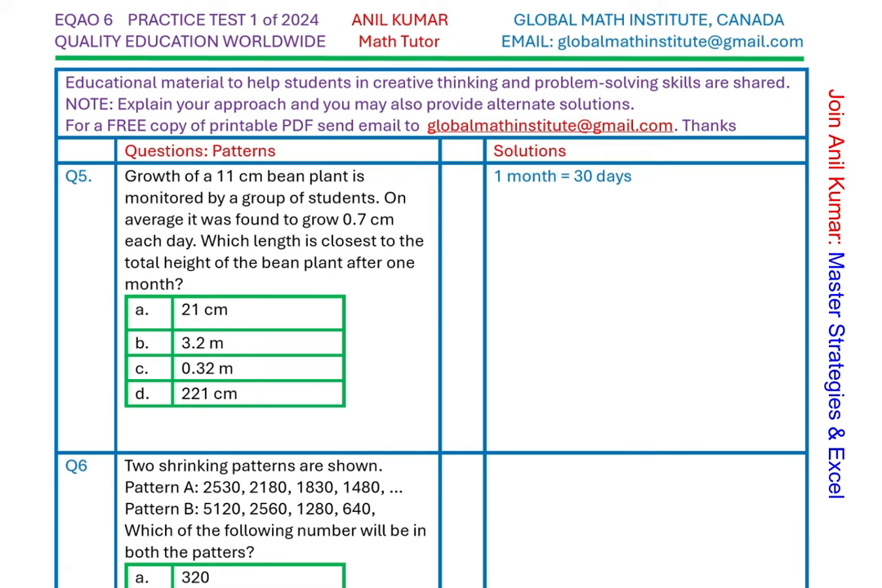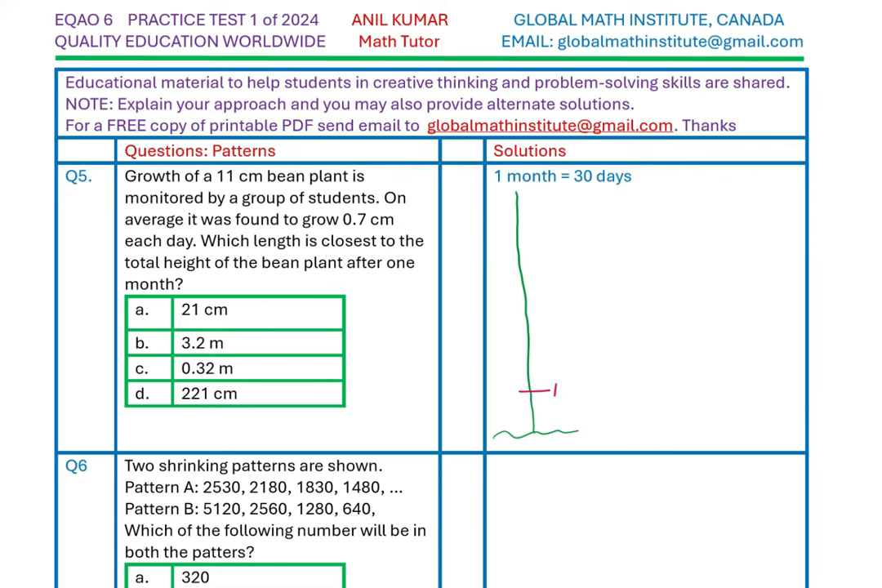I'd like you to visualize this, right? So let's say this is the ground for us, right? And the bean plant is growing. We'll assume this is going straight. Is it okay? More or less. So we started with 11 centimeters. Now each day it is growing by 0.7 centimeters. Do you get the idea? So 0.7, 0.7, 0.7. Like this, it is growing each day by 0.7 centimeters.